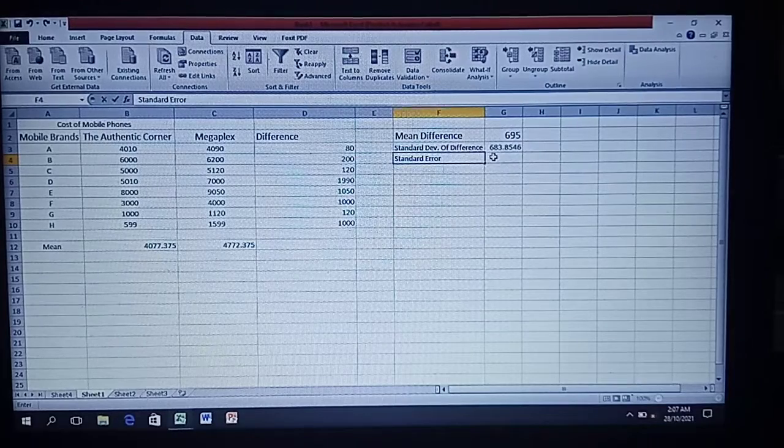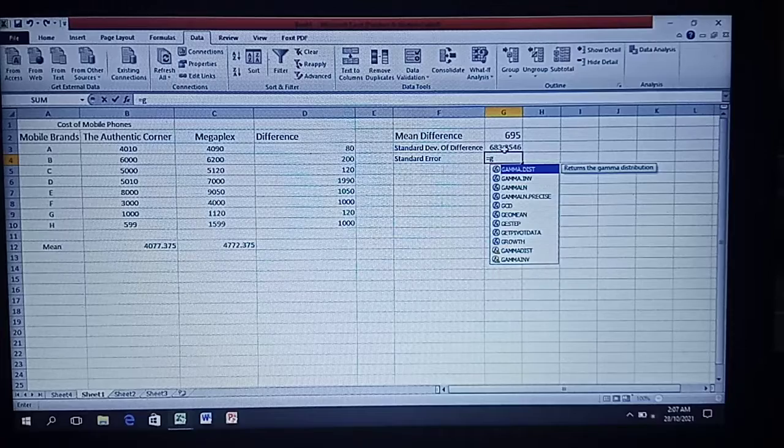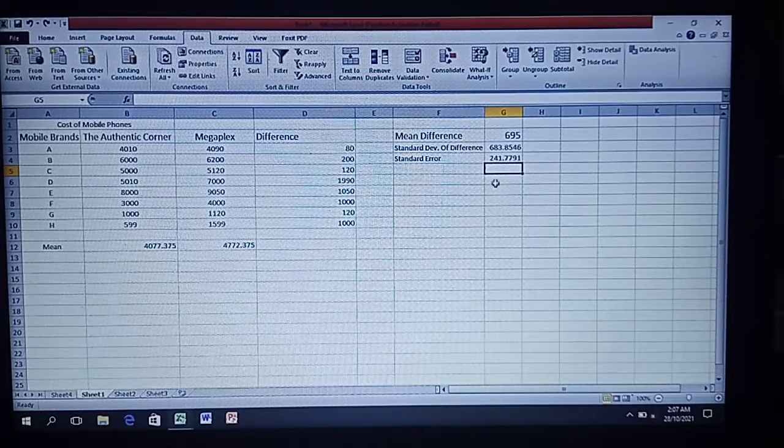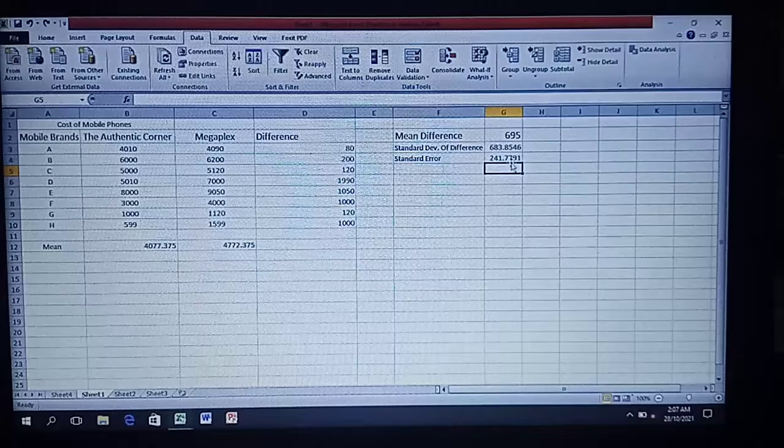The next one is the standard error. To find the standard error, we have to take the standard deviation of difference, which is G3, and then divide it by the square root of our n. Our n is equal to 1, 2, 3, 4, 5, 6, 7, 8. So we have n equals 8. So we have the standard error of 241.7791.